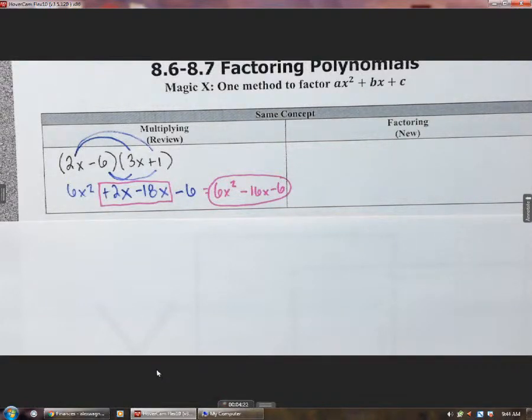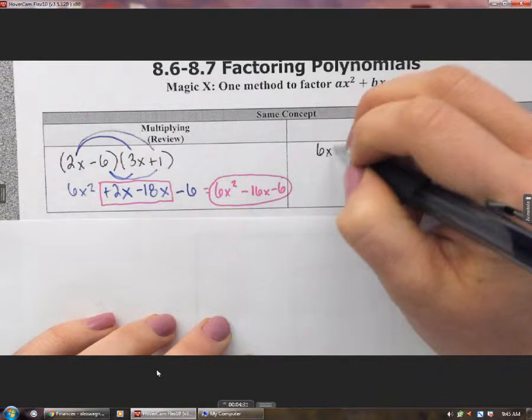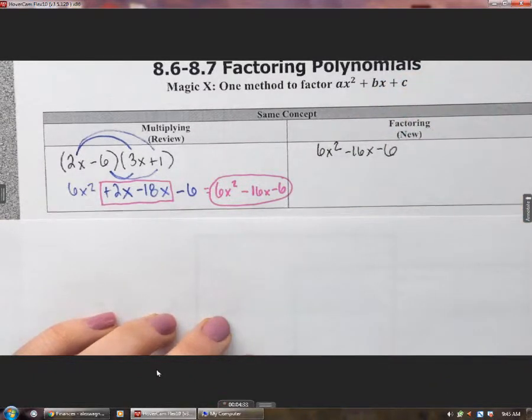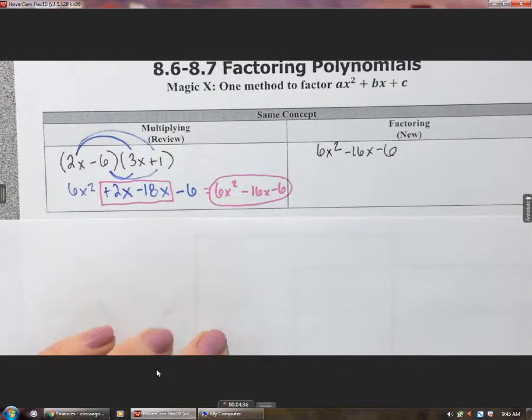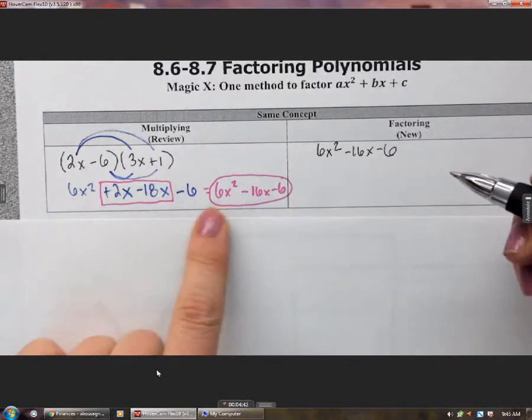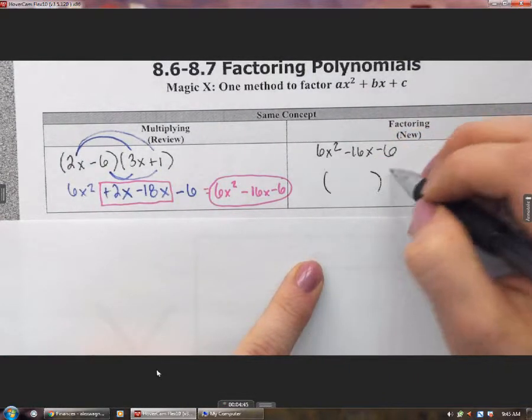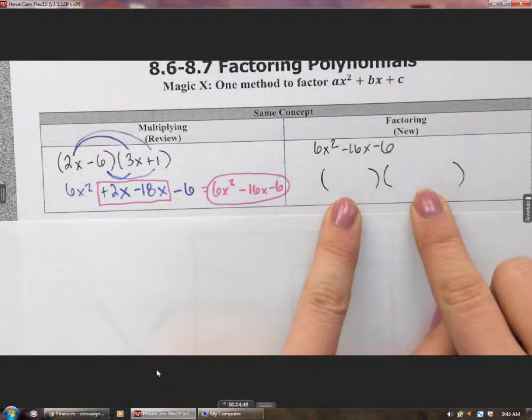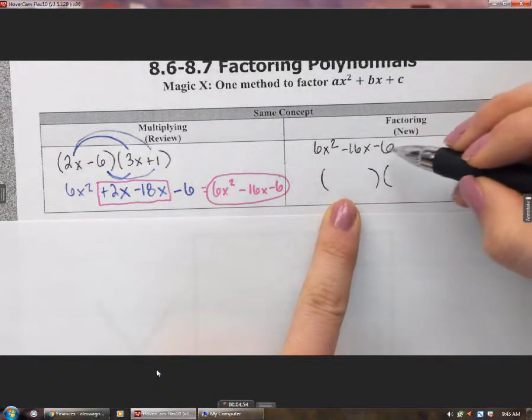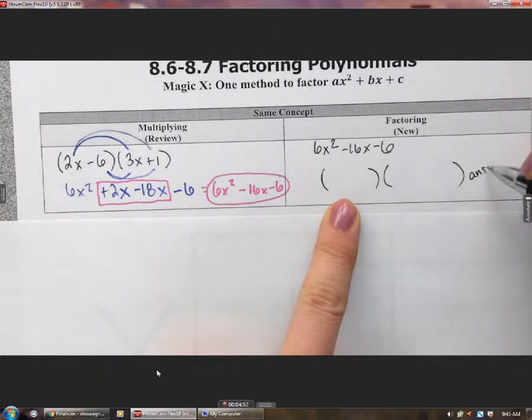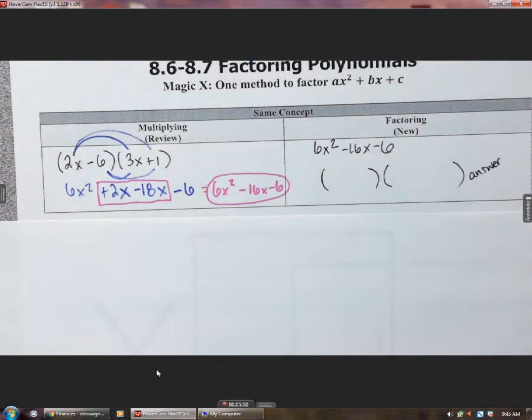Today we're factoring, so factoring is like the reverse order of multiplying. They're going to give you a problem that might look like 6x squared minus 16x minus 6, and they're going to say find the factors. So our job today is to somehow retrace these steps to get back to 2 answers that are in parentheses. And I'm going to teach you a strategy of how to do that. So this is the problem that they're going to give you, and this is what your answer is going to look like.